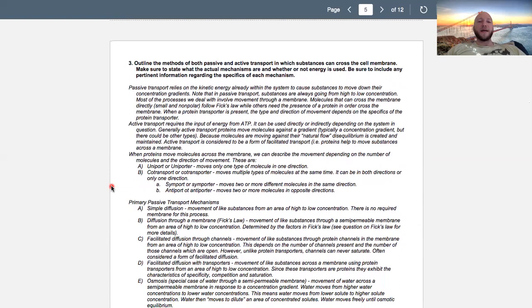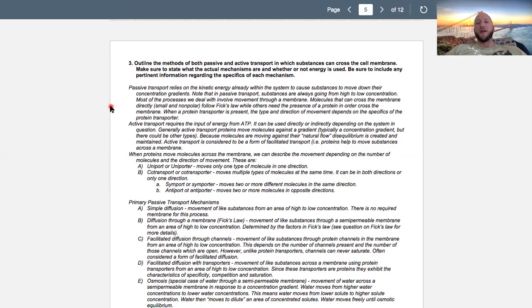Outline the methods of both passive and active transport in which substances can cross the cell membrane. Make sure to state what the actual mechanisms are and whether or not energy is being used. This is a big one right here. You should know these different mechanisms. You should be able to describe what's happening, the mechanisms for each of these, and know about energy usage. Both of those are going to be really important. There will be test questions on this. Be sure to include any pertinent information regarding the specifics of each mechanism.